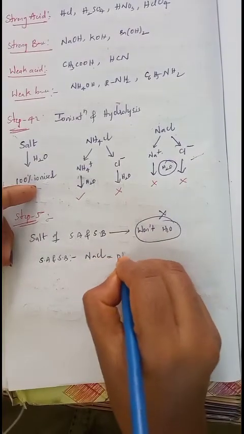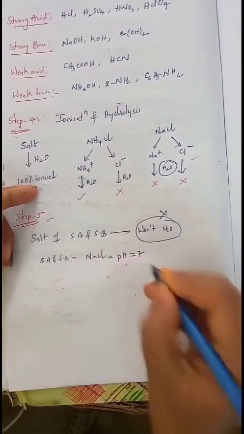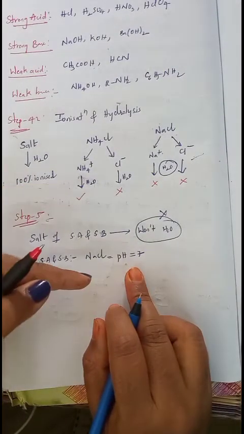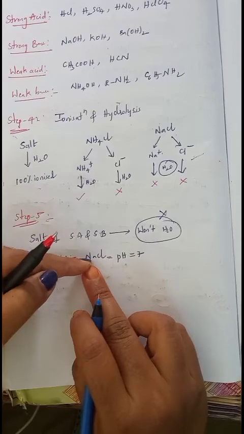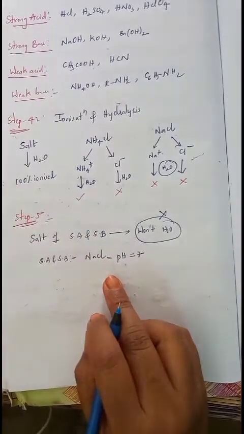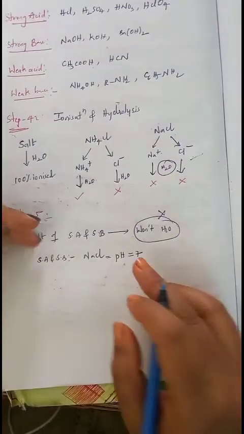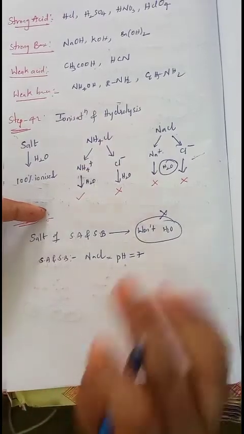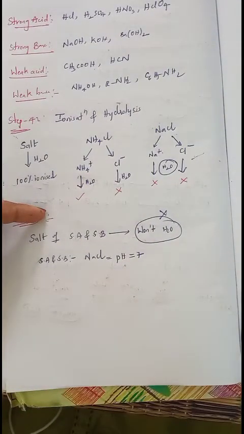So here the pH of the solution is always equal to 7. It never changes to greater than 7 or less than 7, because it gets dissociated or ionized but does not undergo hydrolysis. So the pH of that solution is always maintained at 7 because it is made up of a strong acid and strong base. Here I am taking a few more examples.